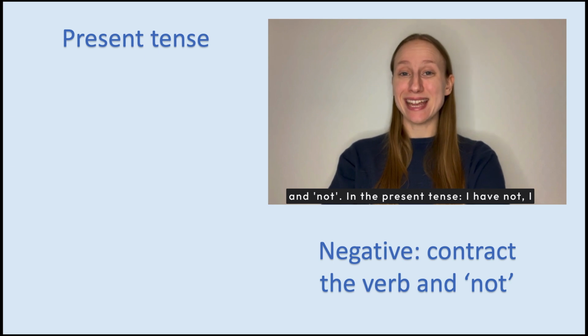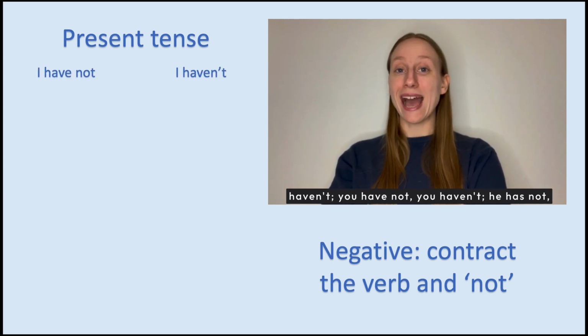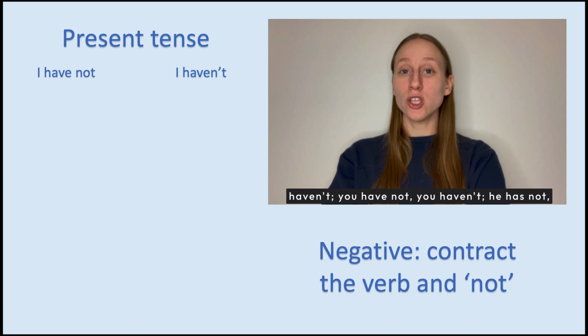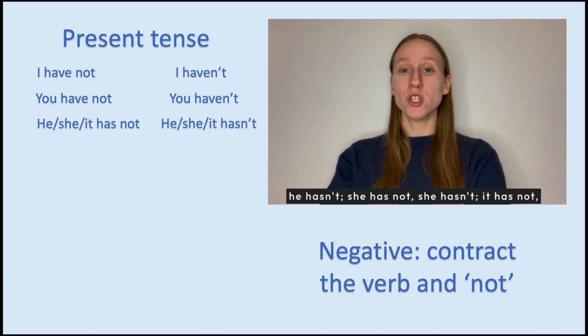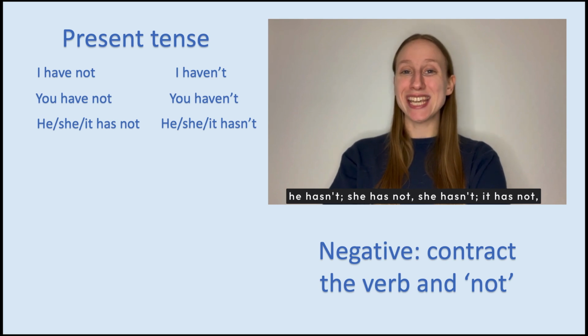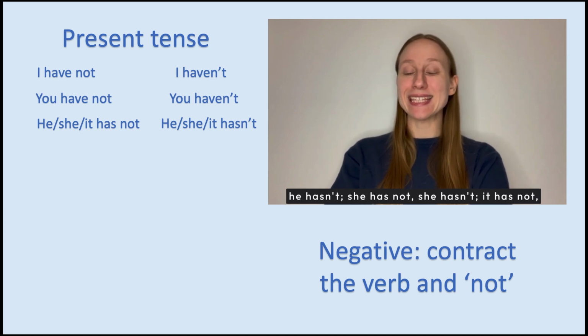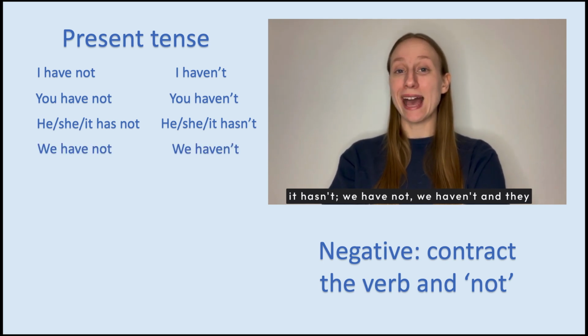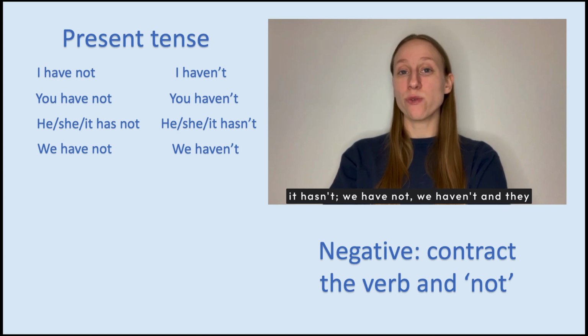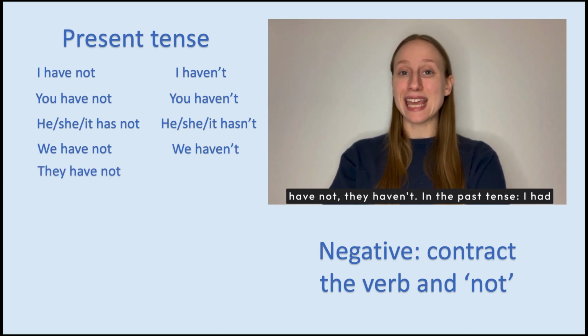In the present tense, I have not, I haven't, you have not, you haven't, he has not, he hasn't, she has not, she hasn't, it has not, it hasn't, we have not, we haven't, and they have not, they haven't.